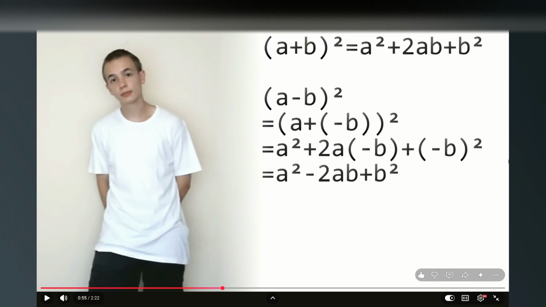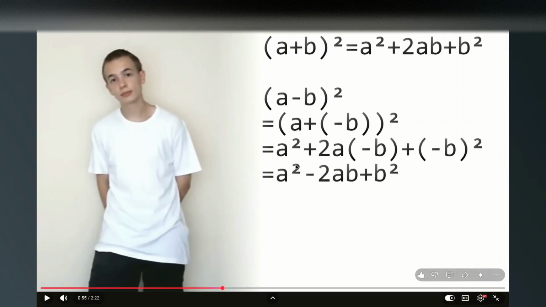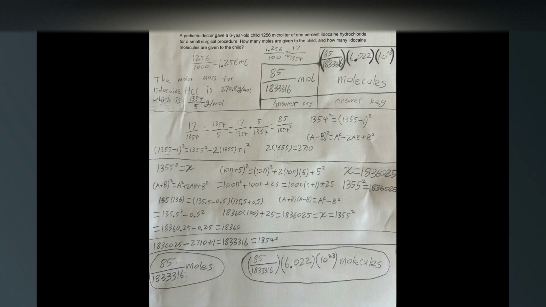So this is that formula. This is that formula used in here, because minus b squared is plus b squared, because squares are always positive anyway. 1,355 minus 1 in the parentheses squared is equal to 1,355 squared minus 2 times 1,355 and plus 1 squared, which is just a regular 1.